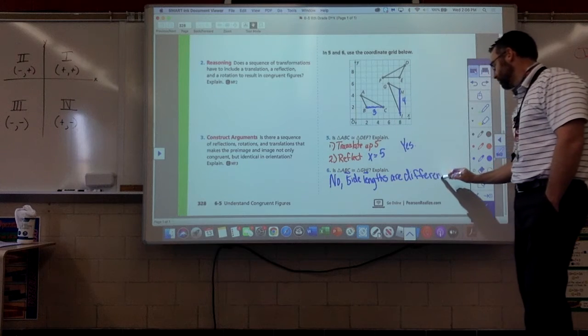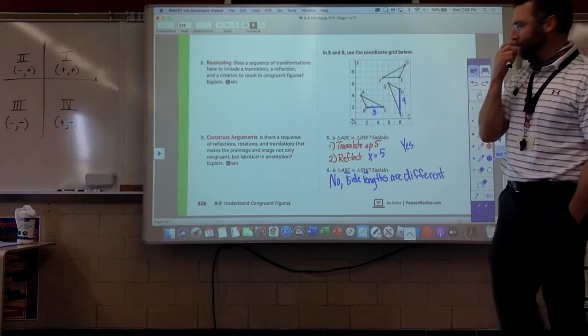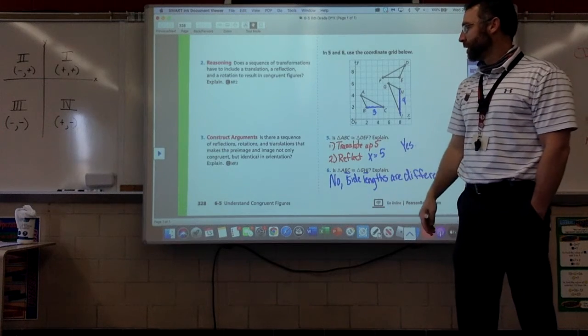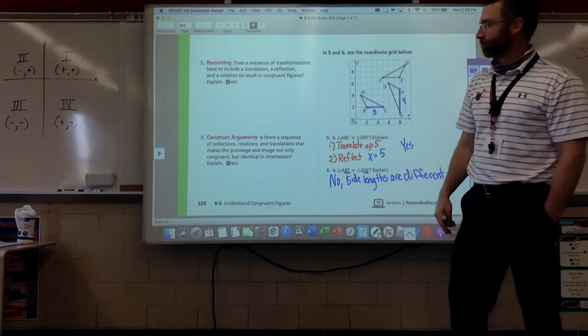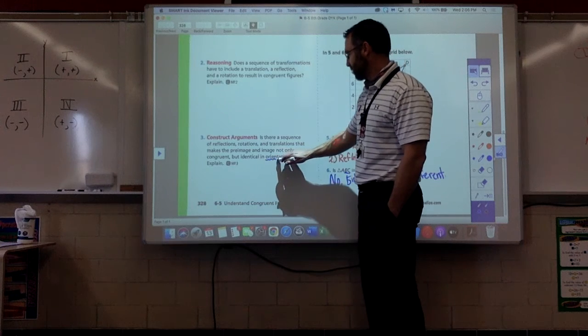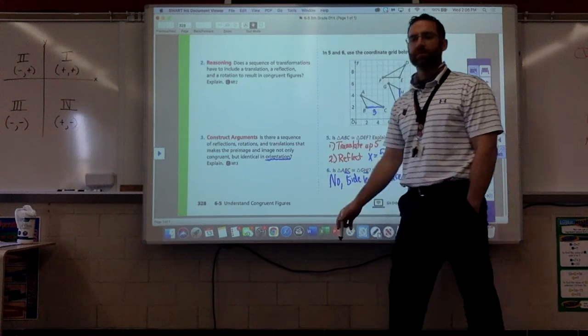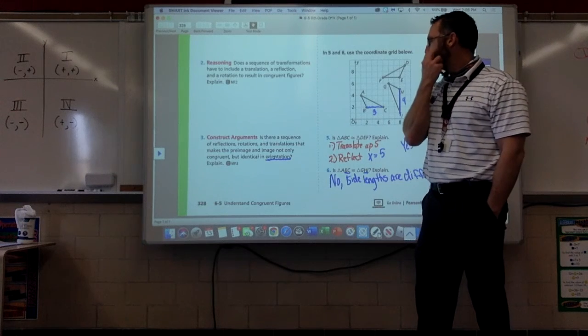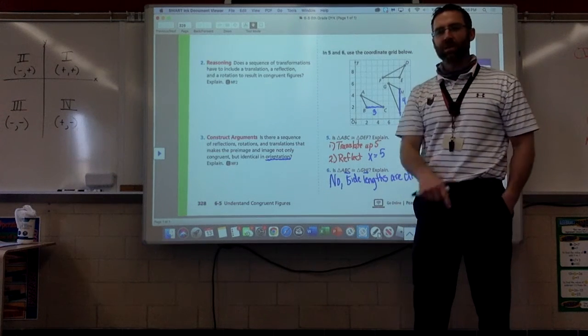And there, folks, is page 328. We did skip number 3. You can do it if you want. But if we're going to make something identical in orientation, there may have to be a reflection involved in there somewhere. Anyways, page 328, there you go.